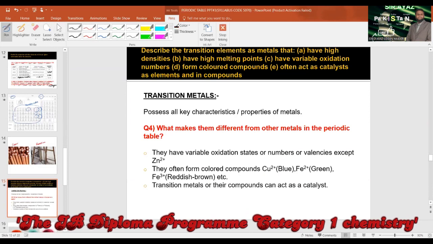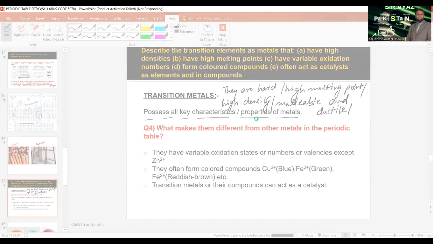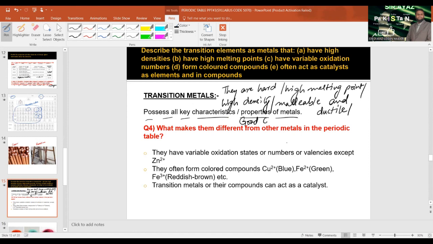Okay, now transition metals, they possess all key characteristics, that properties of metal, which means they are hard, high melting point, melting or boiling point, high density, malleable and ductile. You know, the malleable can be changed to different shape, and ductile, good conductor of heat and electricity, of both heat and electricity.